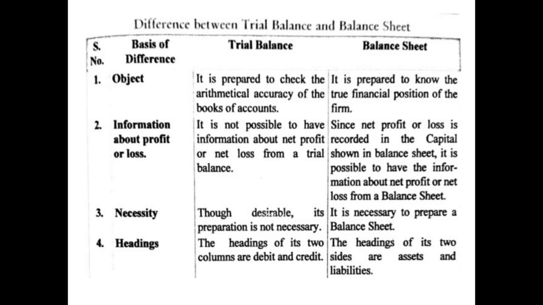Point number 3, necessity. Trial balance, though desirable, its preparation is not necessary, but balance sheet is necessary to be prepared so as to know the financial position. It is a very important statement. Then headings. The headings of trial balance are two amount columns, that is debit and credit, and in case of balance sheet there are two sides known as assets and liabilities. So these are the differences between the trial balance and the balance sheet.